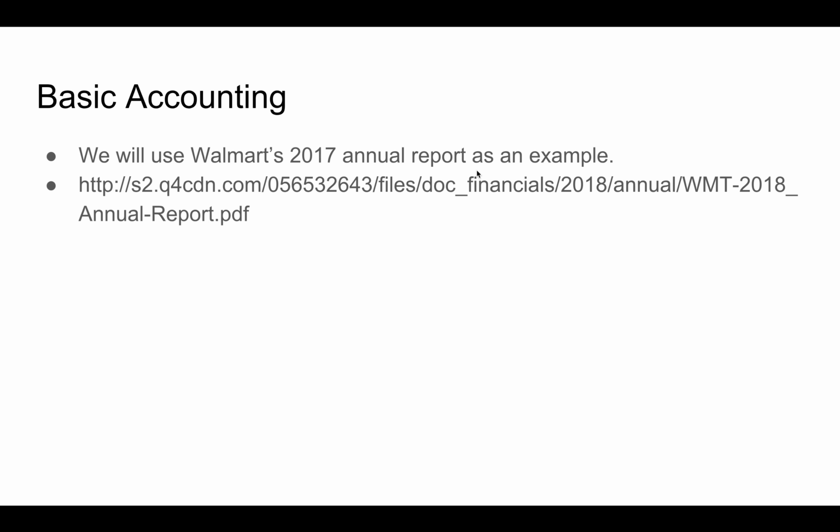So we'll use Walmart's 2017 annual report as an example. Walmart, for such a big company, actually has very simple statements. They're simple, but the things that go on in the business are anything but simple. They just coalesce a lot of items together, which makes it easy, well, at least to explain.